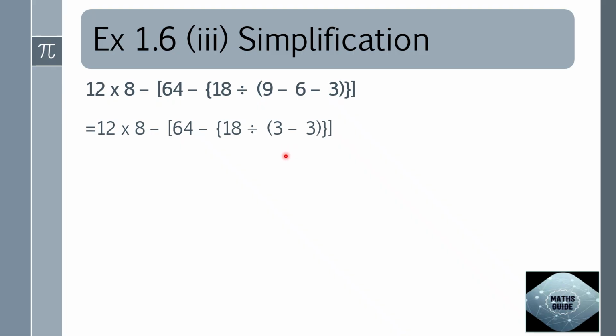Now after solving this we can resolve this round bracket and we have 3 minus 3 is 0. Here we have to be alert that in this step, 18 divided by 0 is undefined. It means the solution is not possible. When a number is divided by 0, the solution is not possible for that question.